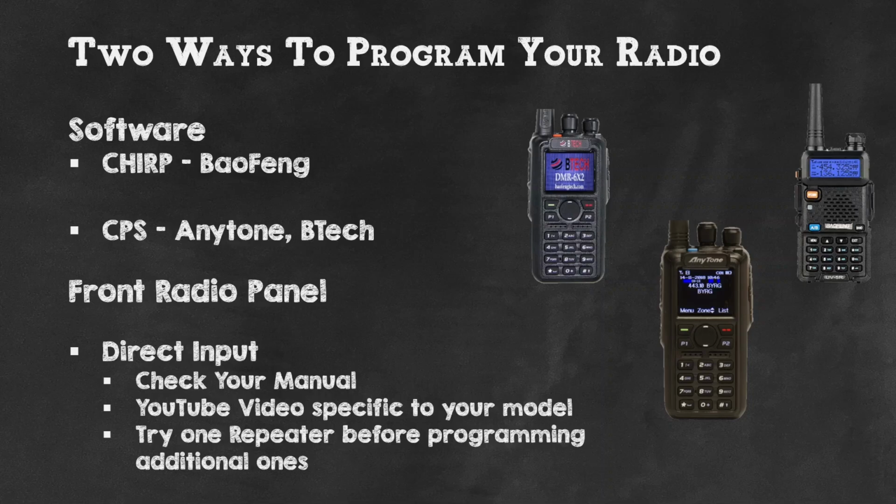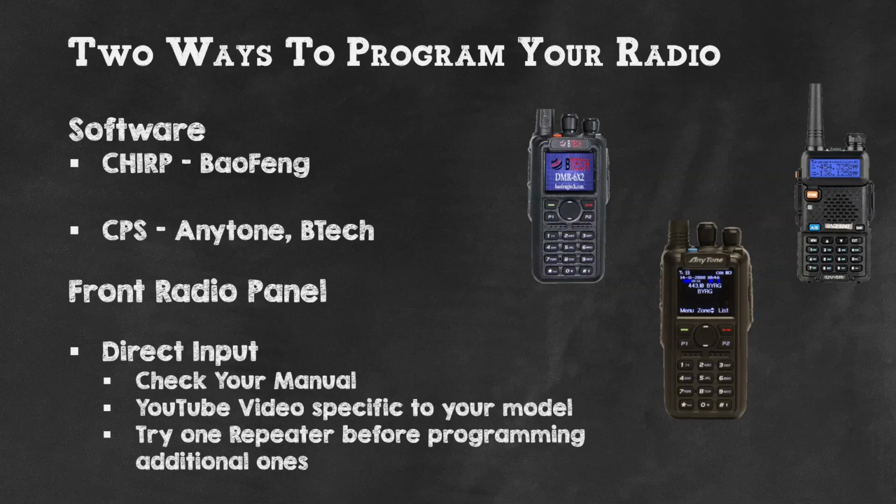Now, you don't have to have the learning curve of doing software. You could do the front panel, but my suggestion is this. If you're only putting in 2 or 3 repeaters and some simplex frequencies, do it by the front panel. A lot easier, shorter learning curve. But in my case, I think I've got like 25 repeaters programmed into my radio for my area. Software is the best way of doing that.